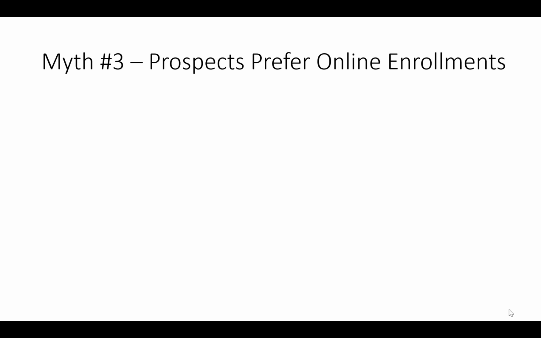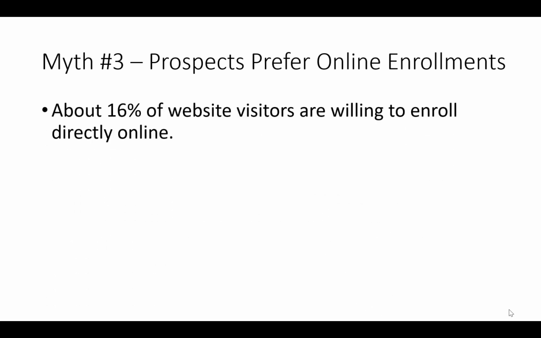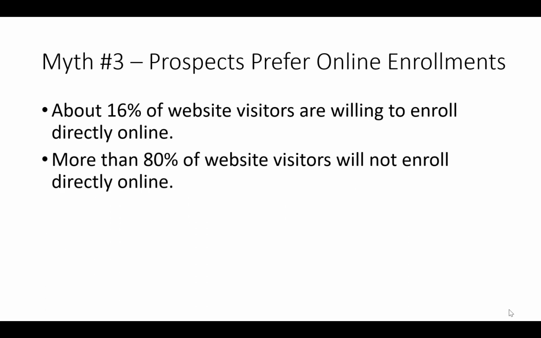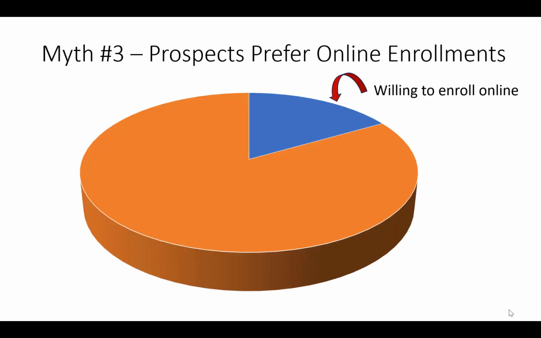Myth number 3 is that prospects or prospective students prefer to do online enrollments. About 16% of your website visitors are willing to enroll directly online. More than 80% of website visitors will not use one of these online enrollment widgets directly. Okay, so we're literally talking about this slice of the pie of the people that are hitting your website that are willing to enroll in something directly online. Those people exist. It is literally about that much.